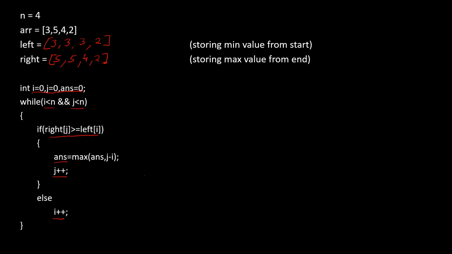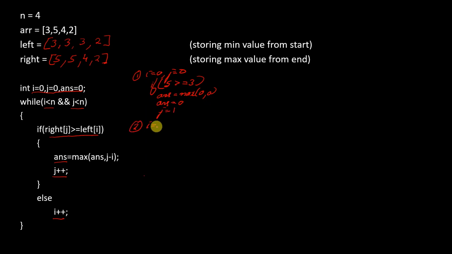Let's understand this. At first i is equal to 0 and j is equal to 0, so we will enter into the loop. Now we will check the condition: if right of 0, that is 5, is greater than or equal to left of 0, that is 3. This condition becomes true, so we will update the answer. The answer will become the max of the previous answer, that is 0, and j minus i, 0 minus 0, that is 0. So the answer will be equal to 0. Now we will update j, so j will become 1.